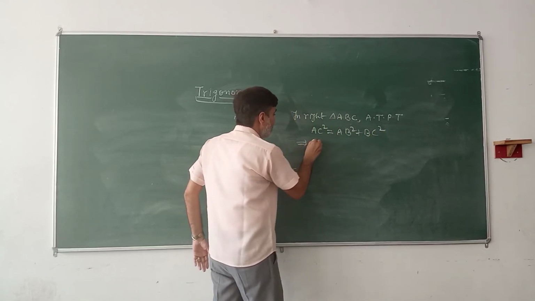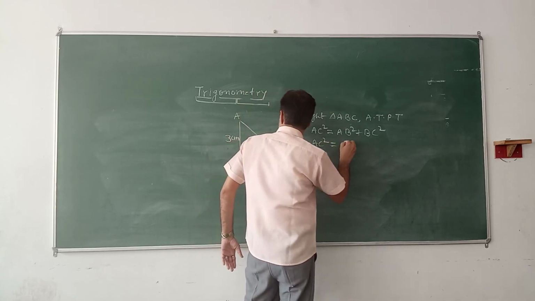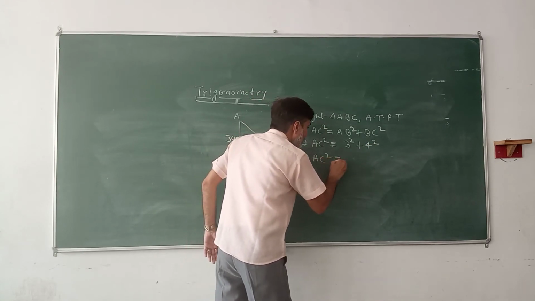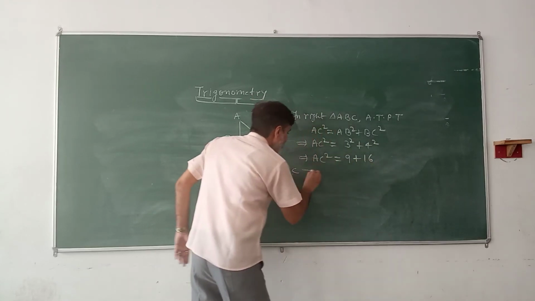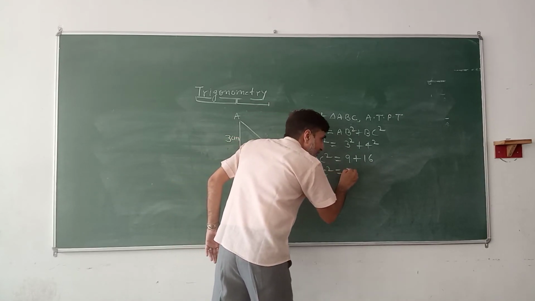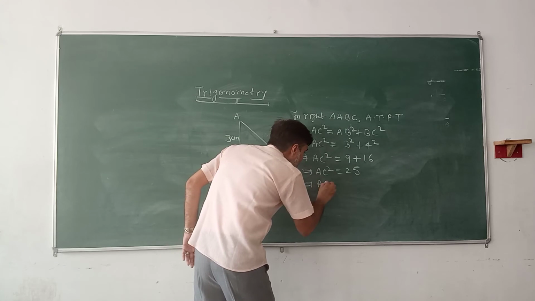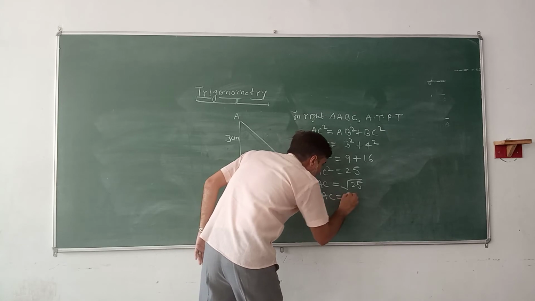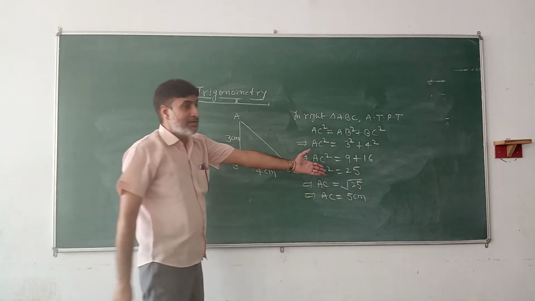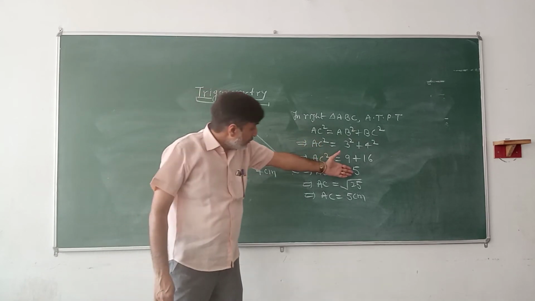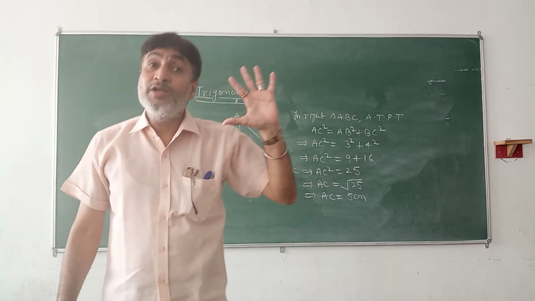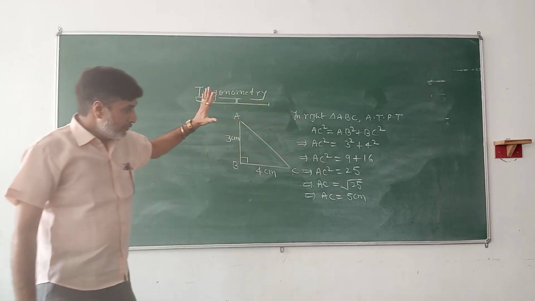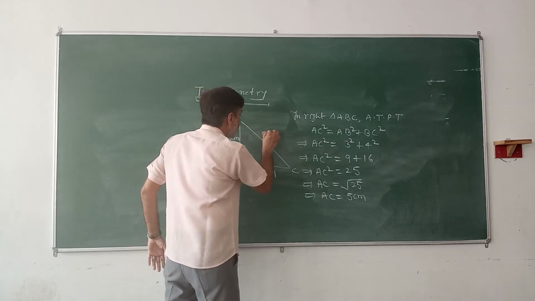this AC square becomes equal to AB square plus BC square, meaning AC square equals 3 square plus 4 square. AC square equals 9 plus 16. AC square equals 25, and AC becomes the square root of 25, meaning AC equals 5 centimeter. Here students, whenever we take the square root of 25, we consider only the positive value, since length can never be negative. Now this third side becomes 5 centimeter.